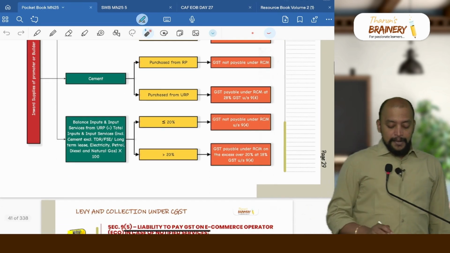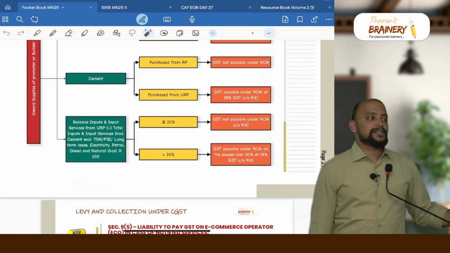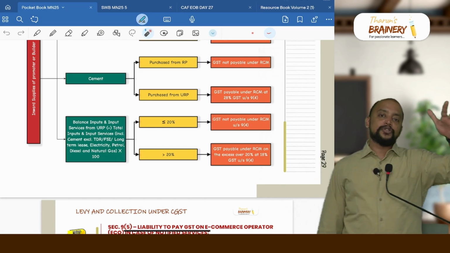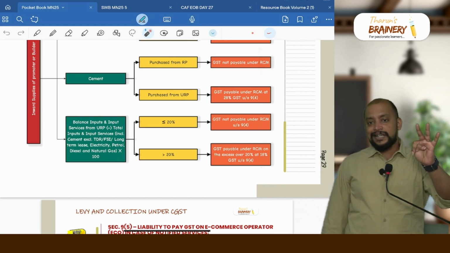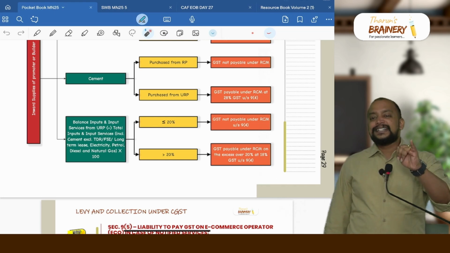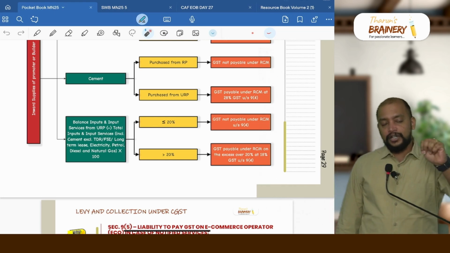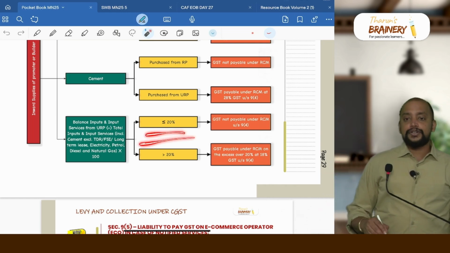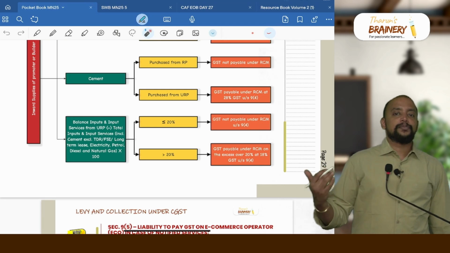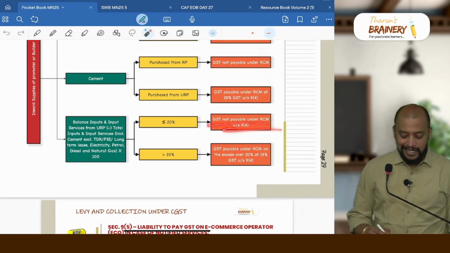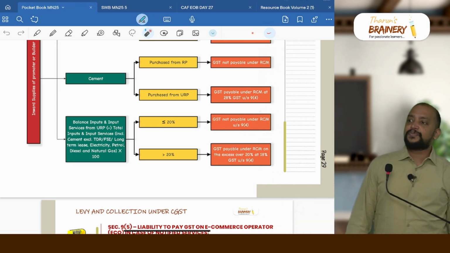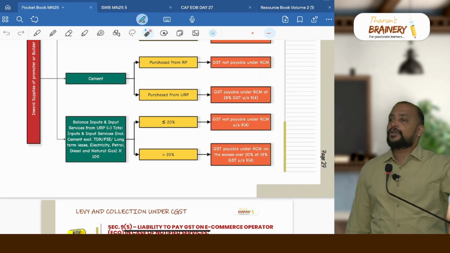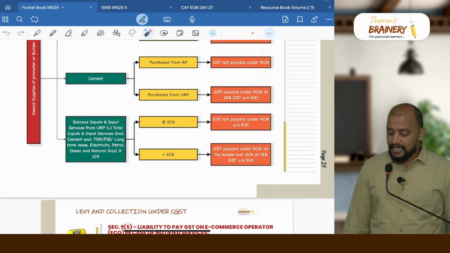9 subsection 4. Balance inputs and input services from unregistered person divided by total inputs and input services. While computing the total inputs and input services, 5 things should be excluded, that is petrol, diesel, natural gas, electricity, TDR, FSI and long term lease. So for the remaining you need to see what is the percentage. If the percentage is less than or equal to 20%, means purchase from unregistered person is not more than 20%, therefore they don't have to pay GST under RCM. If it exceeds 20%, which means purchase from unregistered person is more than 20%, but allowed is only 20%, so on that excess amount they need to pay GST under RCM at 18%.